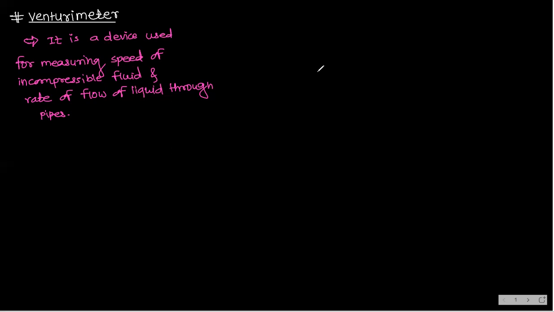For example, this is a pipe, and now through this pipe some liquid is flowing with some, let us suppose, velocity v. So now how to measure the speed of this liquid? Then we can use this Venturi meter. That is the use of the Venturi meter. Now let's see the diagram of this Venturi meter.